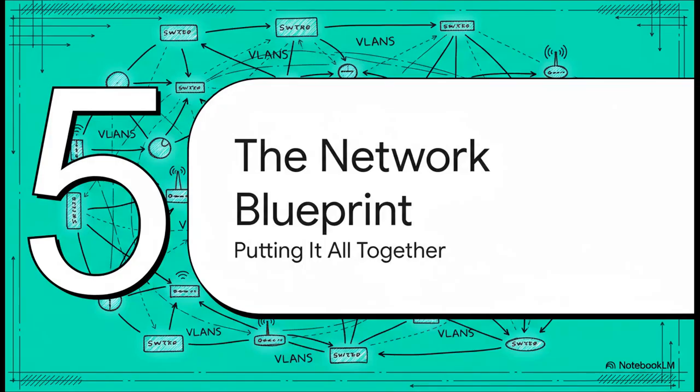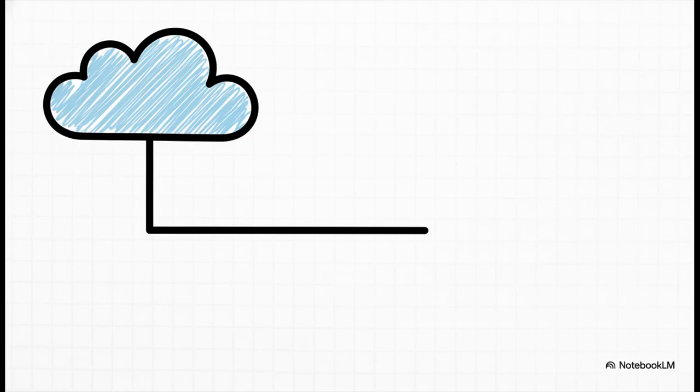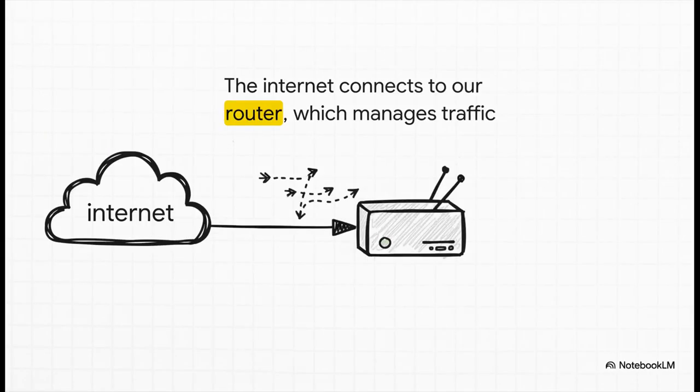Okay, we've talked about all the individual pieces of the puzzle. We've got our switches, our VLANs, our router, our access points. So now let's zoom all the way out and look at the complete blueprint for the network we've just designed. Let's trace the path of the data. Everything, and I mean everything, starts with our connection to the outside world, the internet. That internet connection comes into our building, and the first thing it hits is our router.